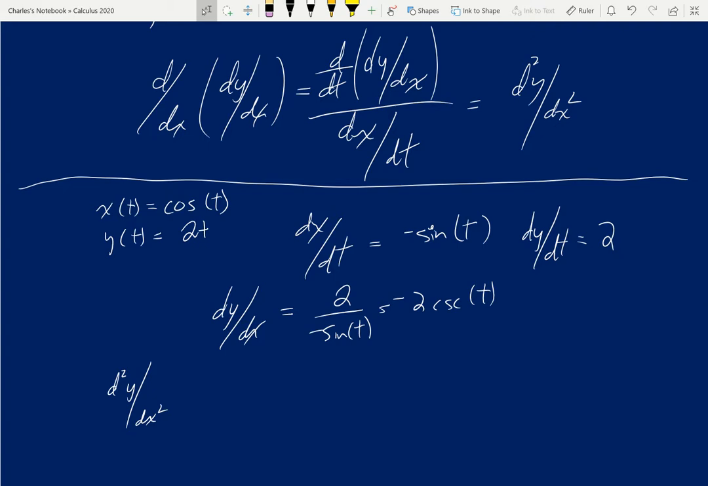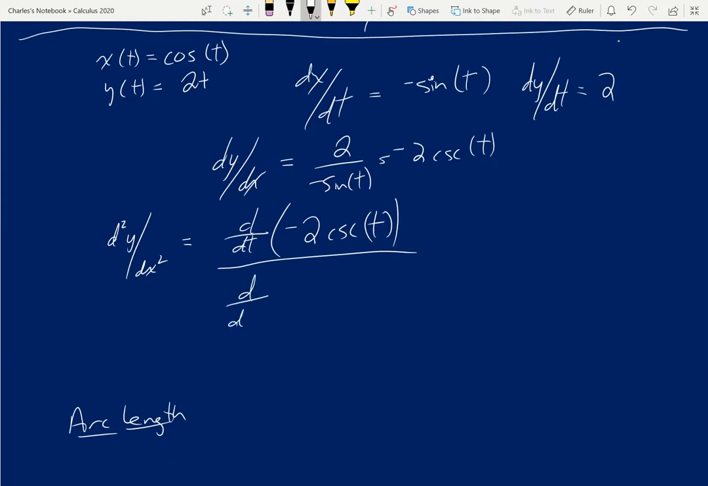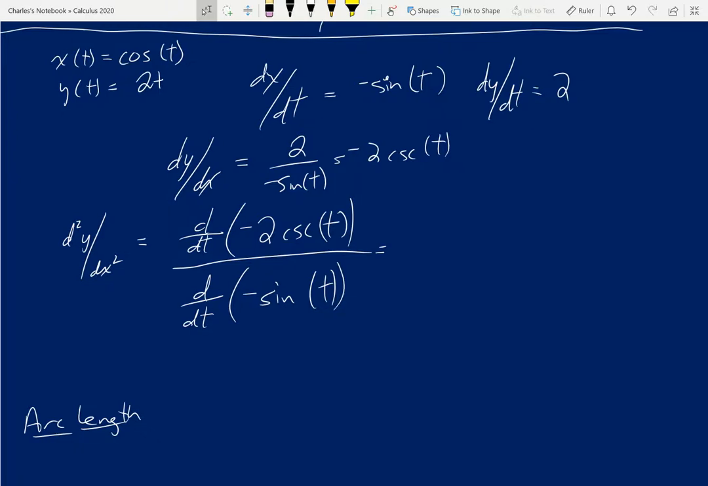And now, what's the concavity function? Well, this is going to be the derivative with respect to t of negative 2 cosecant of t, divided by the derivative with respect to t of negative sine of t. And when I first looked at this, I thought, oh, that's going to be some kind of quotient rule. And I was like, no way. But then I realized, oh, it's not actually the quotient rule. So I think I can do this.